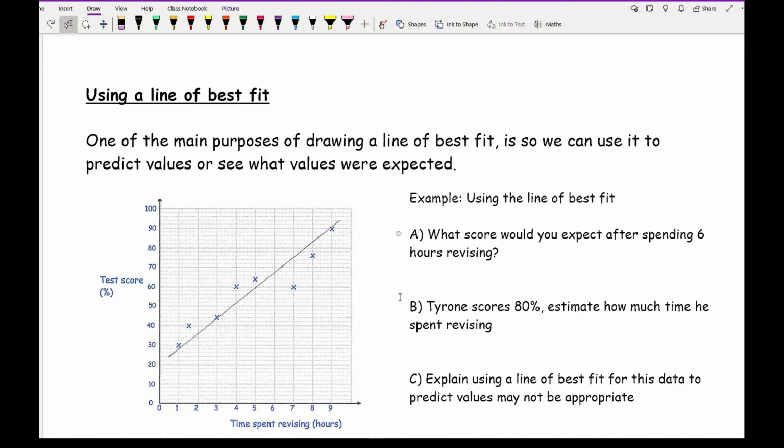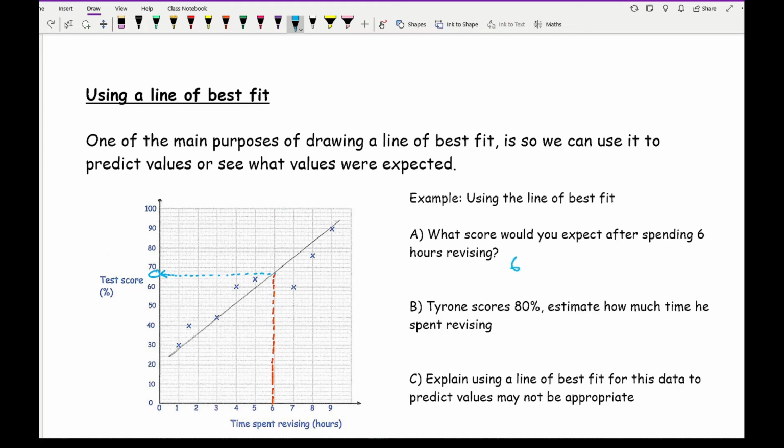For this, we need to find 6 on our axes, which is going to be this block here. I think the scale is slightly off; it should be where the actual boxes are marked. So I'm going to go up from 6, going upwards, and as soon as it hits the line, I'm then going to project across to where it hits. This value here will be my answer. So I'm looking at about 66%.